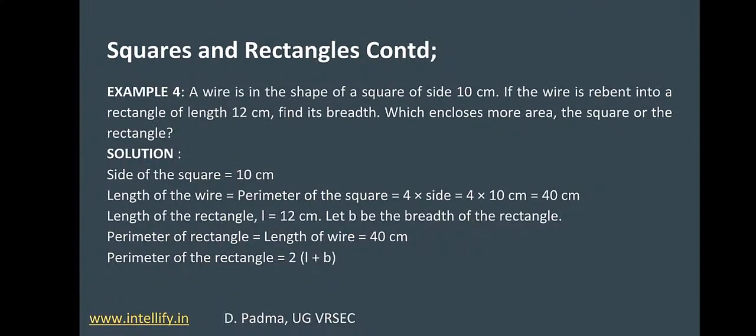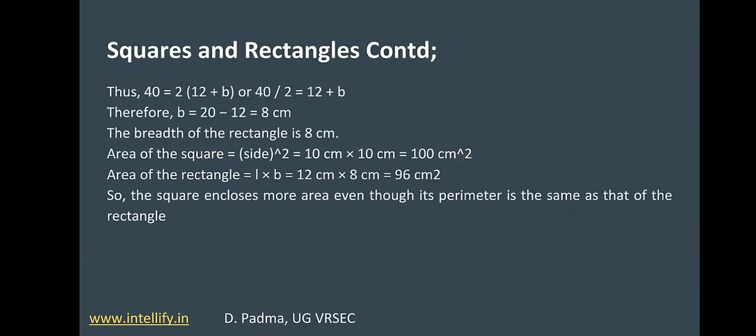So let B be the breadth of the rectangle, and after that the perimeter of the rectangle. So we know that the perimeter of the rectangle is the same as the perimeter of the square. It means the length of the wire equals 40 centimeters and the perimeter of the rectangle equals 2 into L plus B. So we have to satisfy this. So 40 equal to 2 into 12 plus B. So we have to find B: 40 by 2 equal to 12 plus B, therefore B equal to 8 centimeters. So we know that the breadth of the rectangle is 8 centimeters.